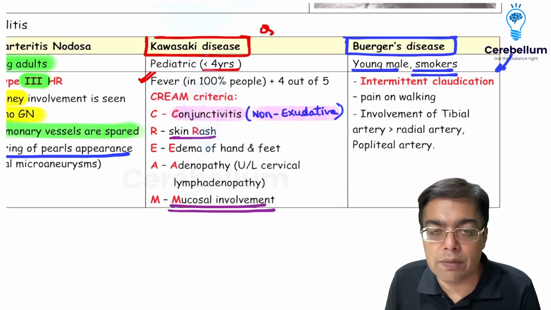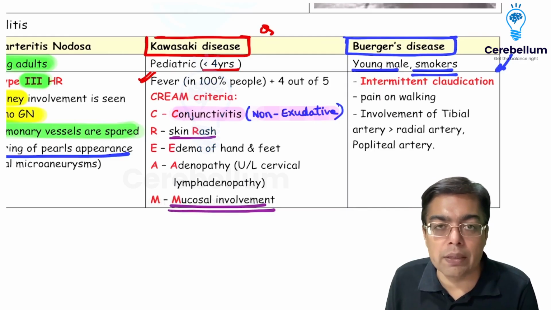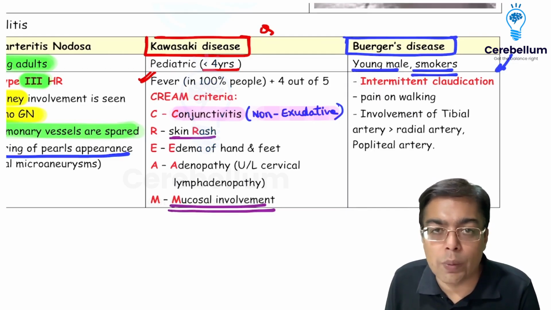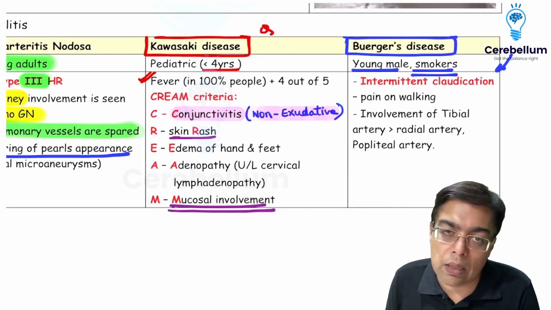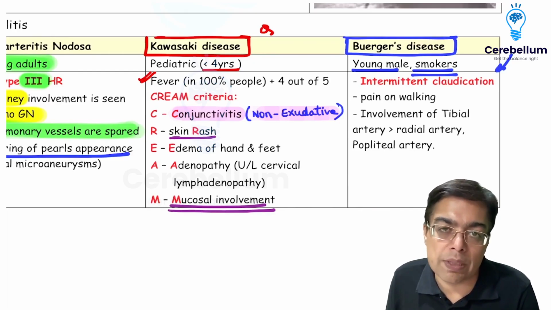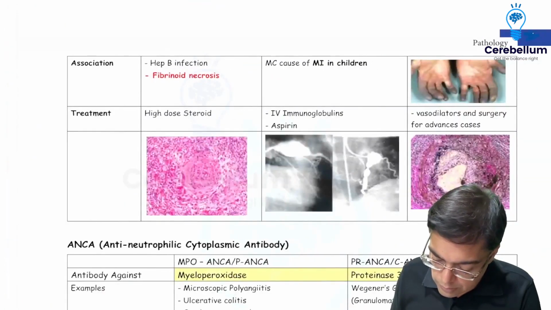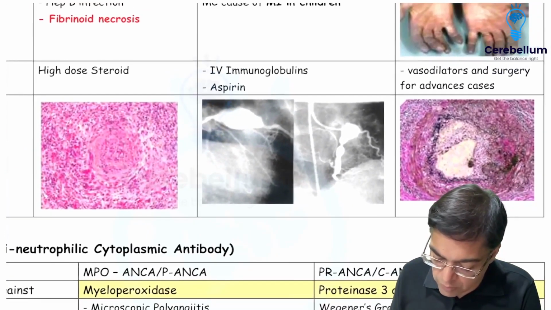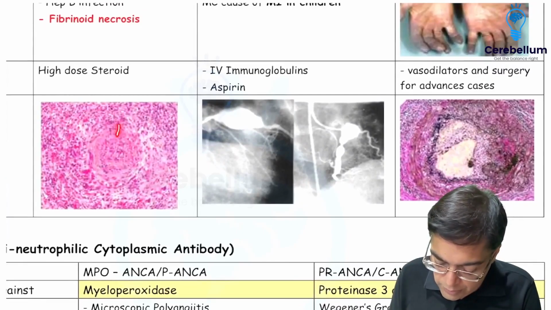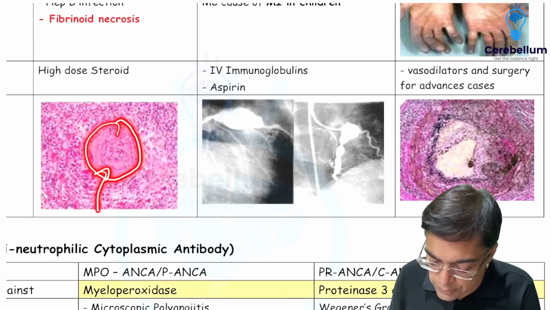So this is a condition in which there is a hypersensitivity reaction to nicotine, and therefore patients are advised to quit smoking. They are given vasodilator drugs for symptomatic improvement, and at times they may require omentopexy, or they may even require limb amputation in extreme cases. Whenever we are talking about the important features, this is what we need to remember here. So polyarteritis nodosa is going to be characterized by the presence of fibrinoid necrosis. That is what we find.